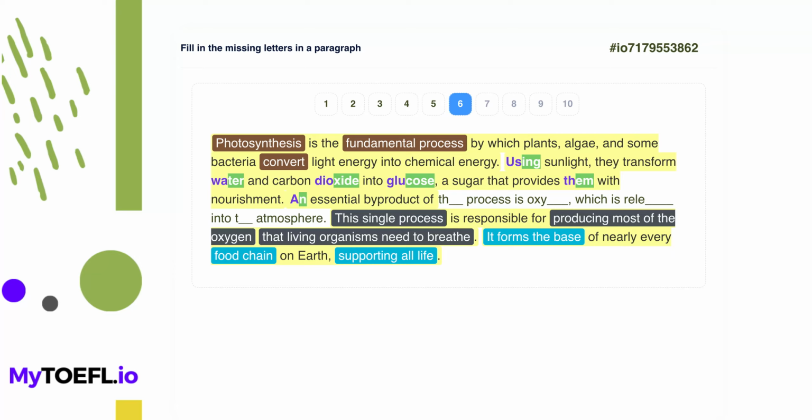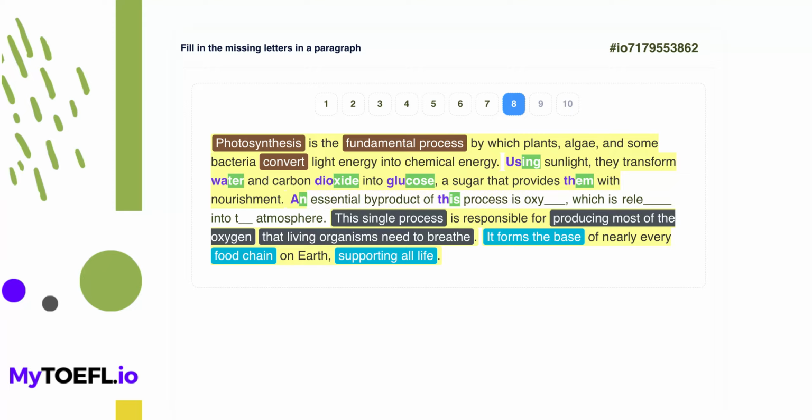The seventh blank asks us to specify which process is being discussed. An essential byproduct of this process is blank, which is. The question provides the letters T and H and contains two missing spaces. We need a demonstrative adjective here to refer back to the singular process of photosynthesis we have been discussing. The starting letters suggest a word used to point to something near or previously mentioned. The answer is this.